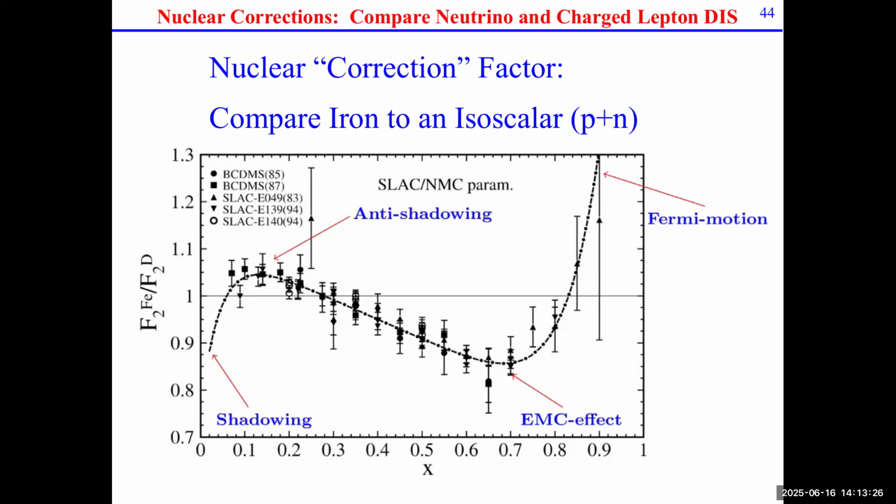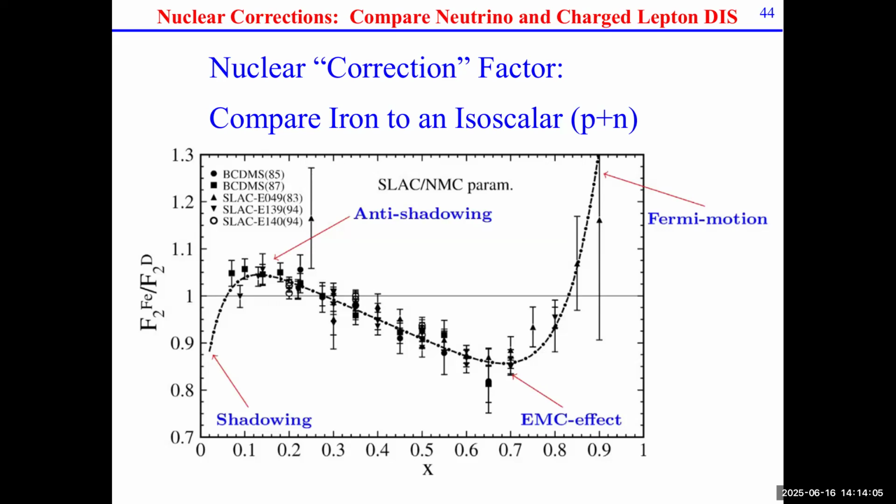You're within about 10%. And so this ratio is the ratio of iron, which is close to isoscalar, to deuterium, but we're going to pretend that's isoscalar. Basically, that model gets you within about 10% of the right answer. These deviations are about 10%, and there are various regions here. This is the Fermi motion region, where x gets close to 1. And in fact, in nuclei, all the partons can sort of conspire to push one of those above 100% of an individual nucleon.